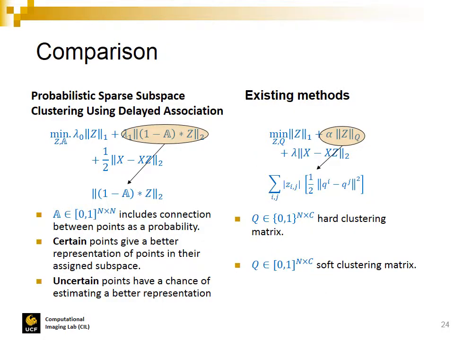Here, we compare the proposed method to the state of the art. In the proposed method, in each iteration, certain points give a better representation of points in their assigned cluster. Uncertain points have a chance of estimating a better representation before being assigned to any cluster. This has the advantage of converging to a more accurate solution when the subspaces have overlaps or when data is contaminated with noise or outliers.